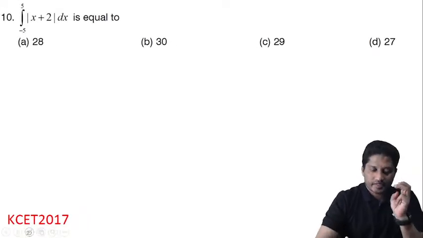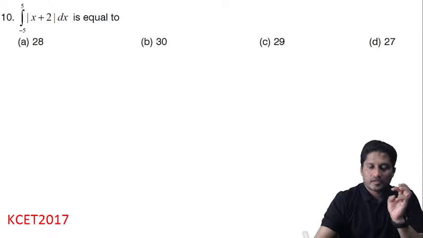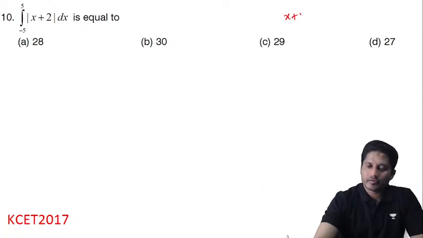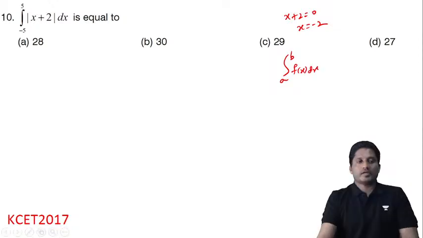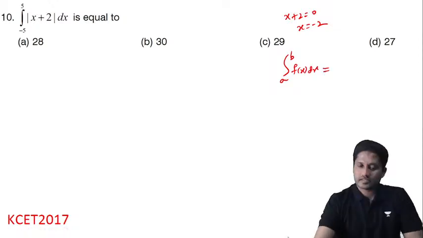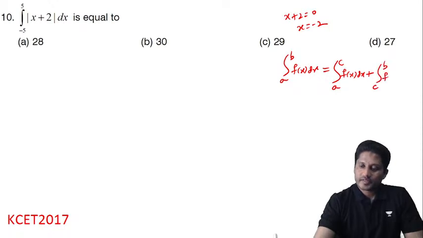Okay, minus 5 to plus 5. I'll equate x plus 2 to 0. You will get x is equal to minus 2. Property you have done: when you have a to b f x, the definite integral can be written as a to c f x plus c to b f x, where c lies between lower limit and upper limit.